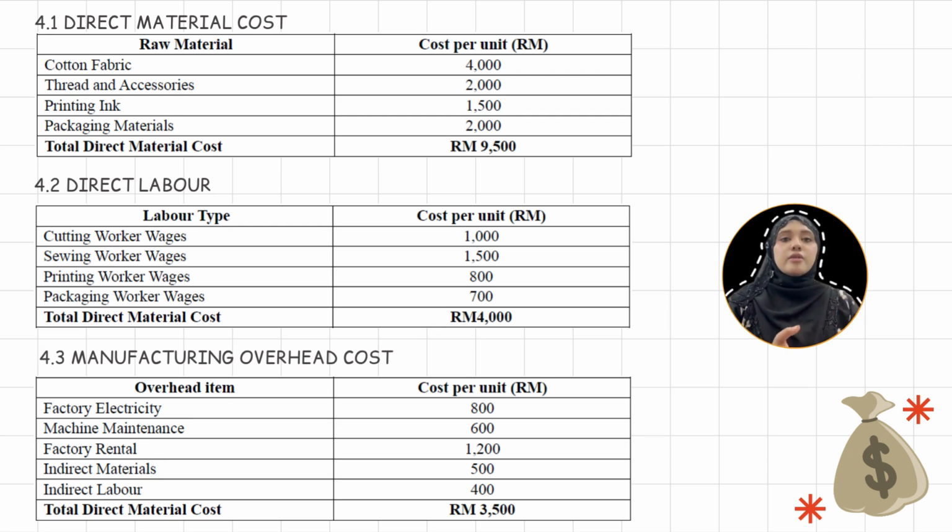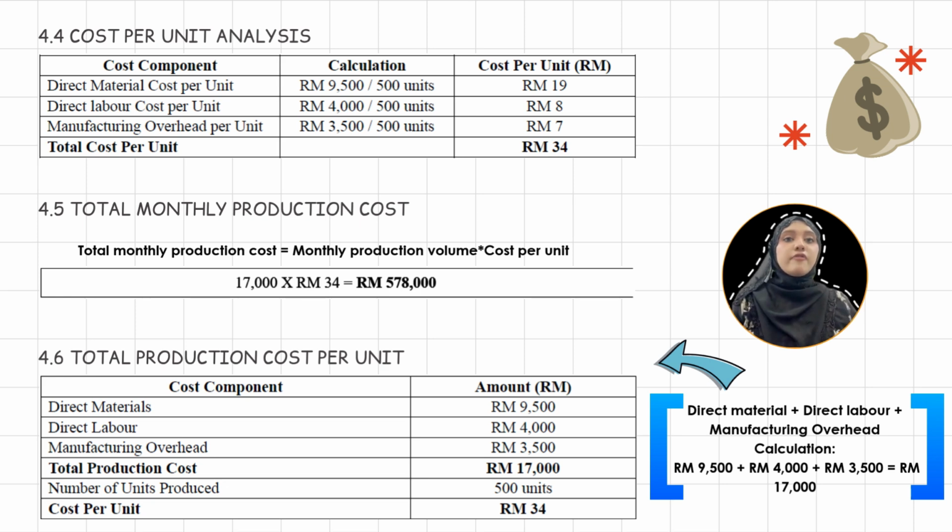Finally, we go to the manufacturing overhead. These are indirect costs such as factory electricity, machine maintenance, rental, indirect materials and indirect labor. The total overhead cost is 3,050 ringgit. Although overhead is not a single unit, it's necessary to keep the production process running. Using method like activity-based costing, which is ABC, managers can identify high-cost activities and control expenses more effectively. Now, we move to the next slide, which is continue for cost calculation and product costing.